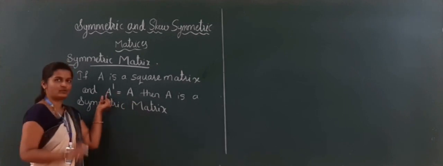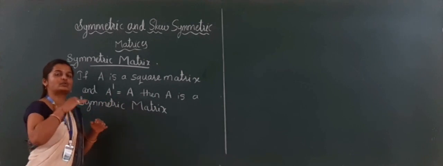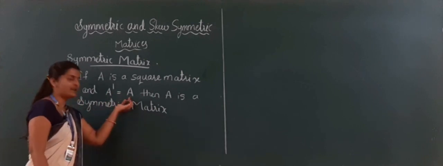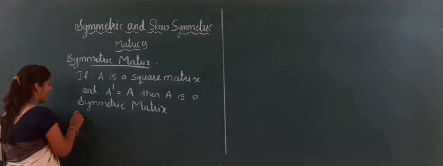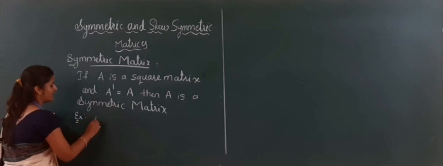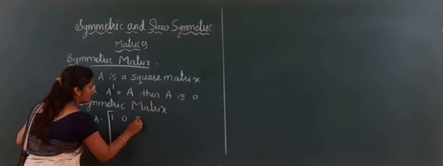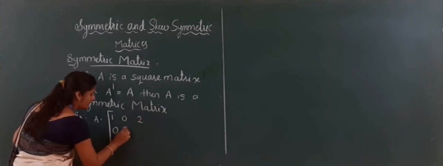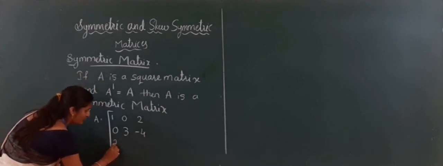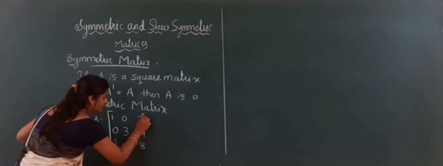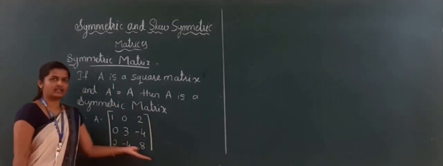If you apply the transpose to any matrix, that is converting rows to the columns, and again you get the same matrix, that is A only, then that matrix is known as the symmetric matrix. So for example, I will consider a matrix A like this: 1, 0, 2, 0, 3, minus 4, 2, minus 4, 8. So see here, this is a matrix A whose order is 3 by 3.